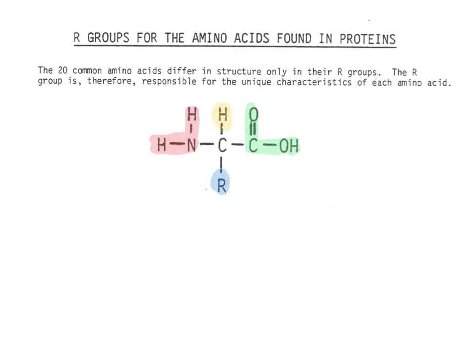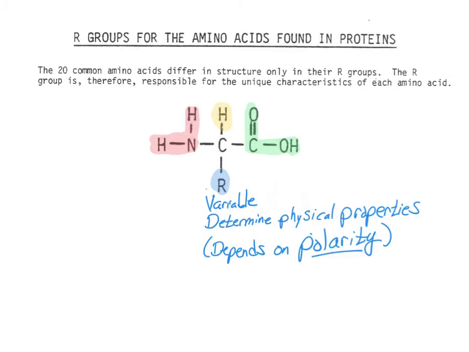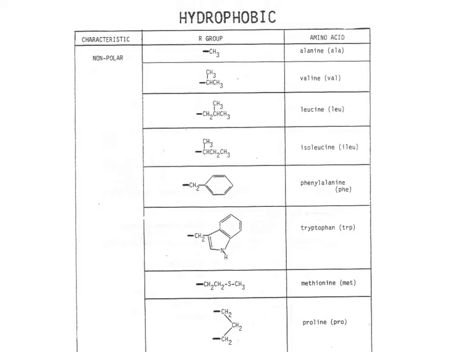Now the R group is something that changes. Each amino acid has a different R group, and the R group determines how it behaves in the body. So we're going to focus on each of the different R groups and talk about how they interact with each other, dependent upon their structure. The first set we'll look at are the nonpolar ones.